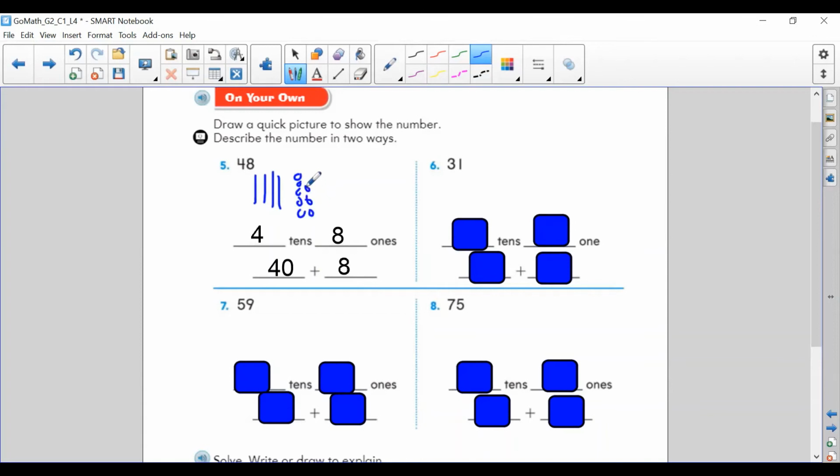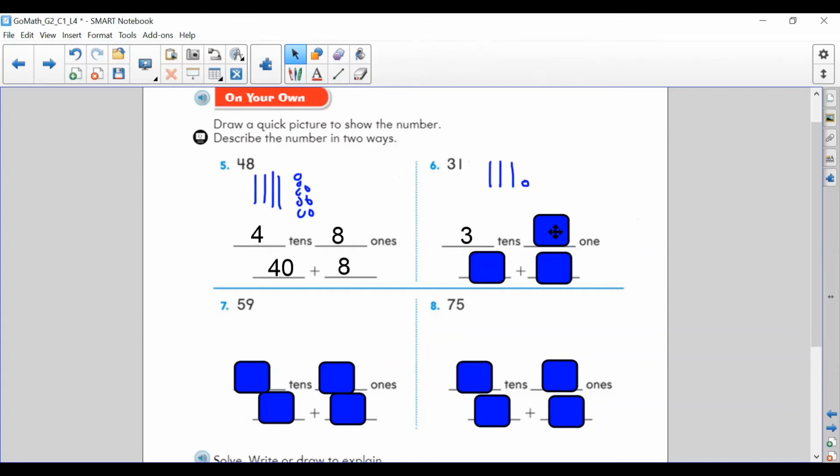There we go. Okay, for 31, let's go ahead and draw first. How many tens? 3. 1, 2, 3. And how many ones? 1. Okay, and let's reveal. How many tens? 3. And how many ones? Just 1. So the value of 3 tens is how many? 10, 20, 30. 30. And the value of 1 would just be 1.